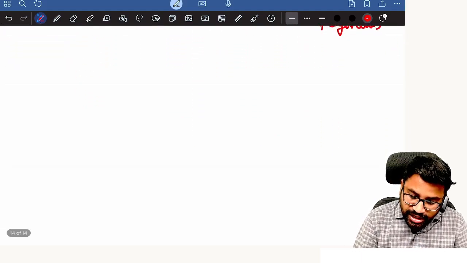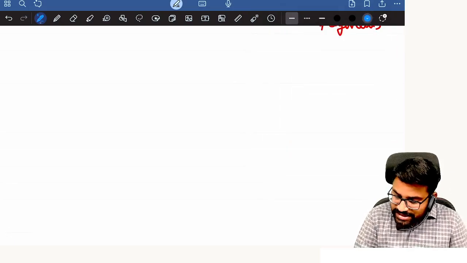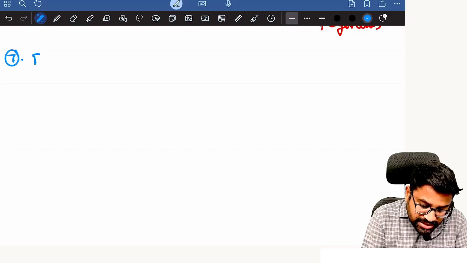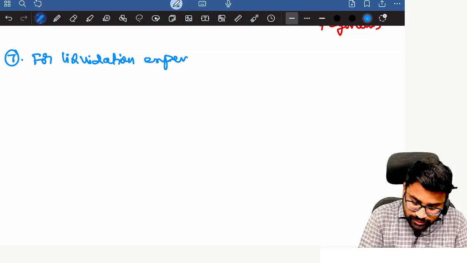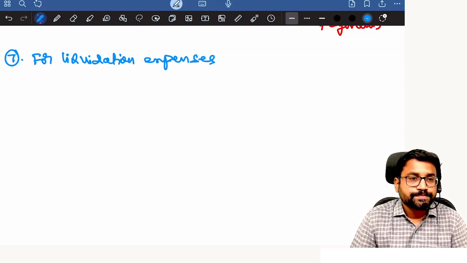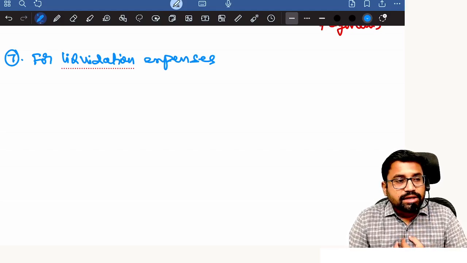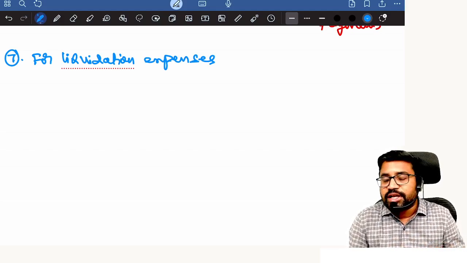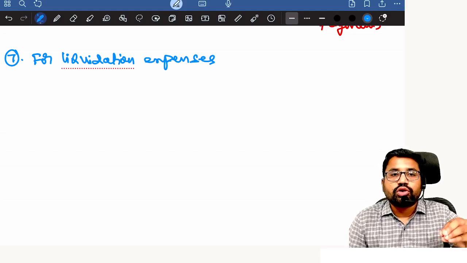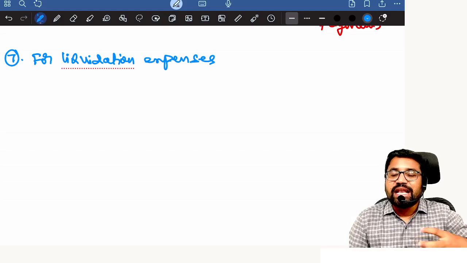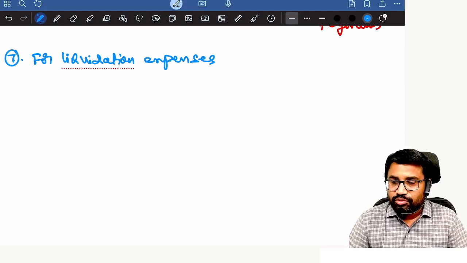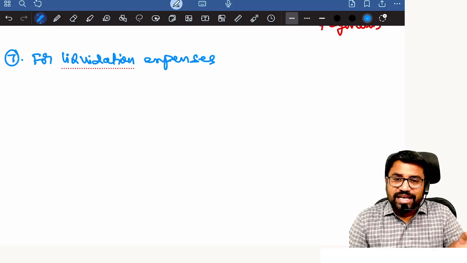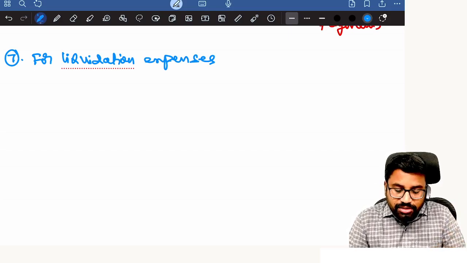Now 7th entry done. Now as a transferor, the next entry I am going to pass is liquidation expenses. Important, everybody please focus. For liquidation expenses. Sir, at the time of amalgamation, generally we are going to incur some expenses. Those are called liquidation expenses, or maybe for selling of assets, settling of liabilities, we may incur some expenses called realization expenses. Whatever be the expenses, those expenses actually are borne by, incurred by transferor company.